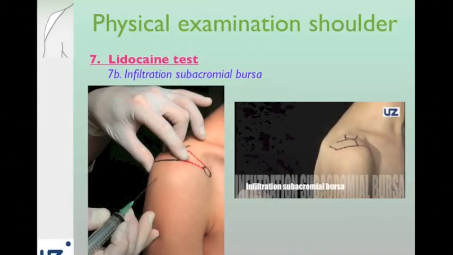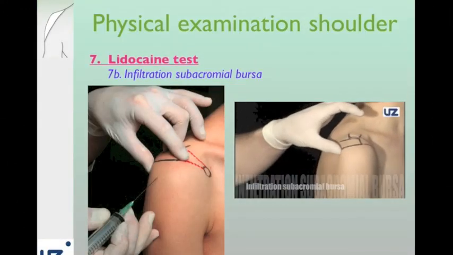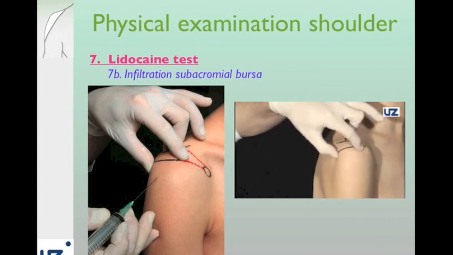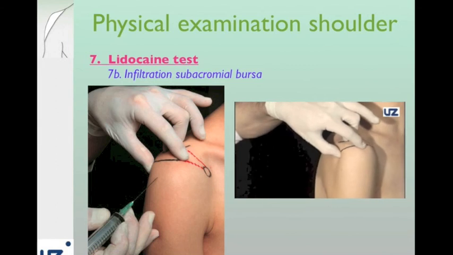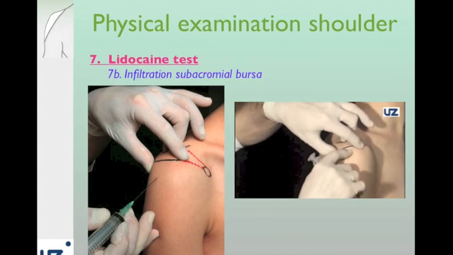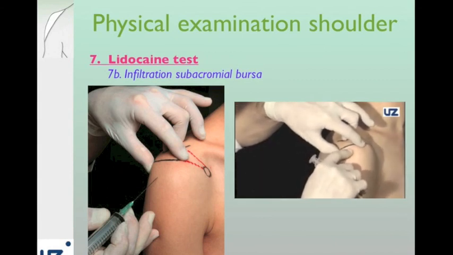To infiltrate the subacromial bursa, the posterior and anterior border of the acromion is palpated. Using an aseptic technique, the needle should be placed 1 or 2 centimeters underneath the middle of the acromion and angulated underneath the anterior part of the acromion. This is the location of the subacromial bursa. Also in this situation, there should be no resistance when performing this infiltration.